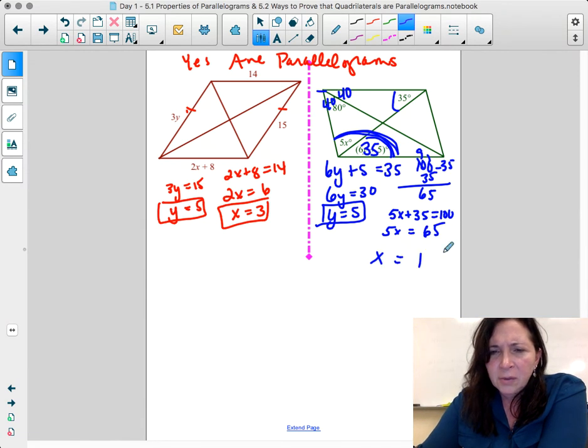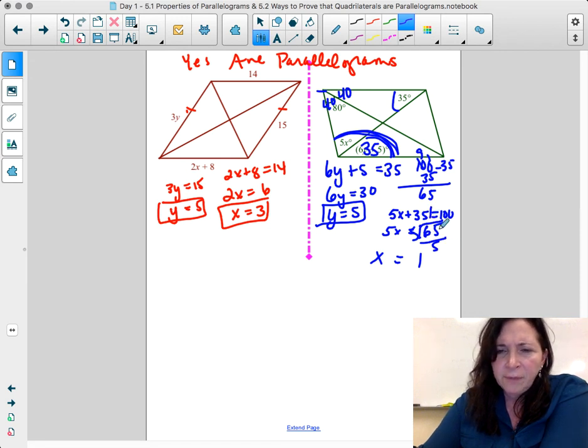So x is equal to 65 divided by 5. So you're going to divide by 5. 5 goes into 6 one time. Subtract. You have 15 left over. So x is equal to 13.